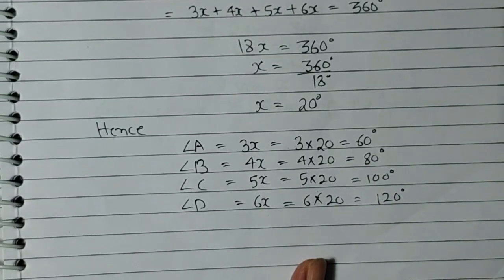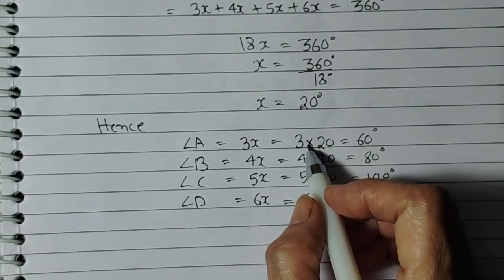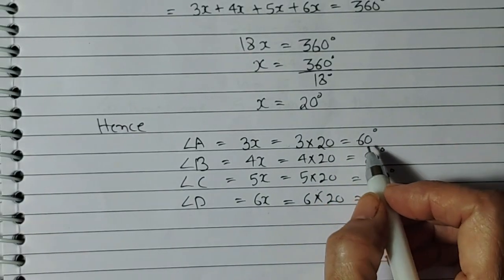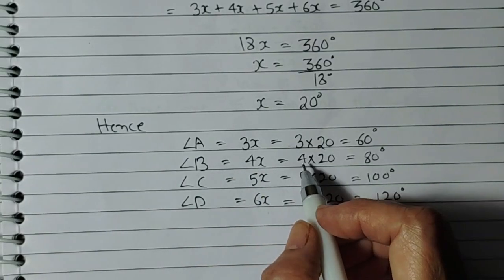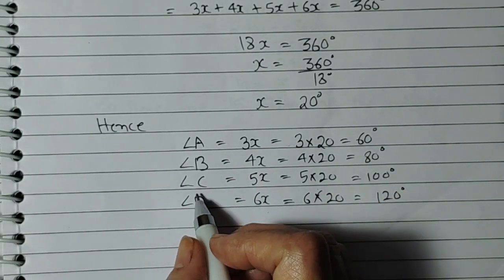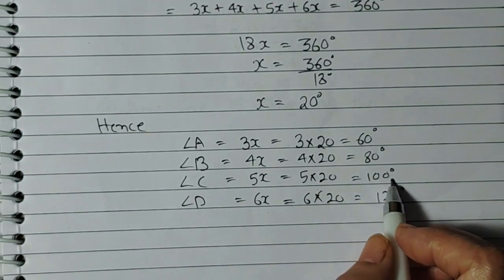Now we will calculate the value of these four angles. Angle A is 3x, that means 3 into 20, which is 60 degrees. Angle A is equal to 60 degrees. Angle B will be 4x, that means 4 into 20, which is 80 degrees. Angle C is 5x, 5 into 20 is 100 degrees.